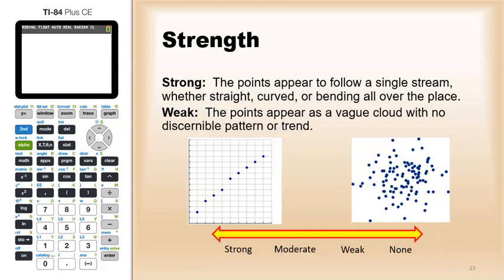And as for strength, the stronger the correlation or the stronger the pattern, the easier it is to see what's going on. So something that's strong is one that looks very much like a line, or it could be nonlinear, but it's a very clear pattern, very clear stream. Weak would be there's a vague cloud, no real pattern or trend. And you can also add moderate for things that are in between.